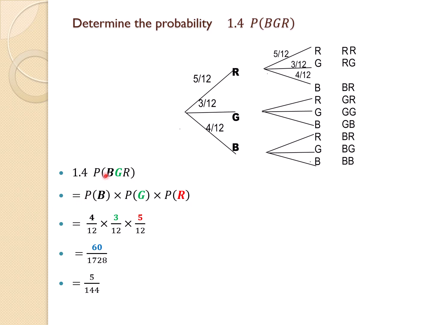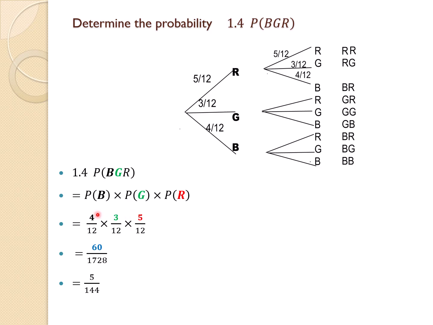So probability black, because it's independent events, it's quite easy to answer. Black will stay 4 over 12. Green would stay 3 over 12, and red would stay 5 over 12. So we're selecting in that order. We first select black, then green, then red, P(B) P(G) P(R). So to select black, 4 over 12. Green, I only have 3 out of 12, and red I have 5 over 12.